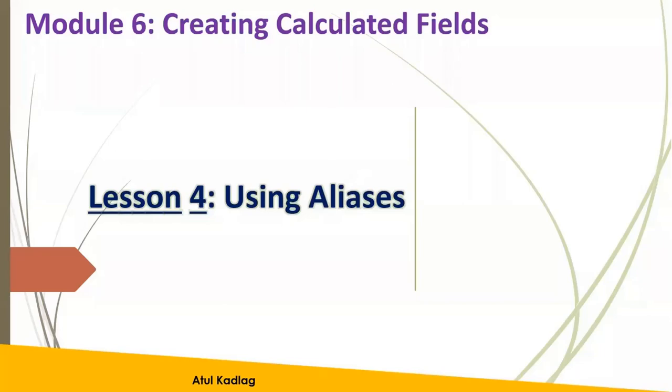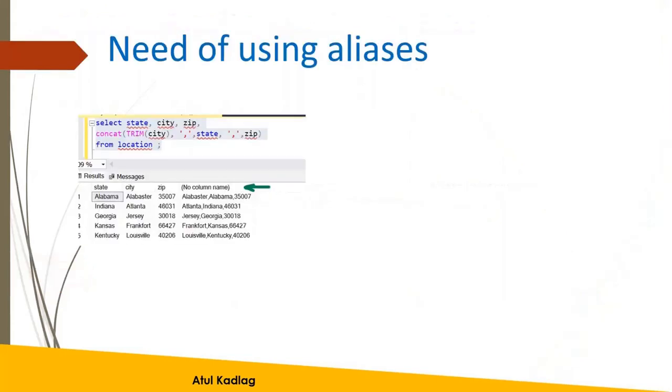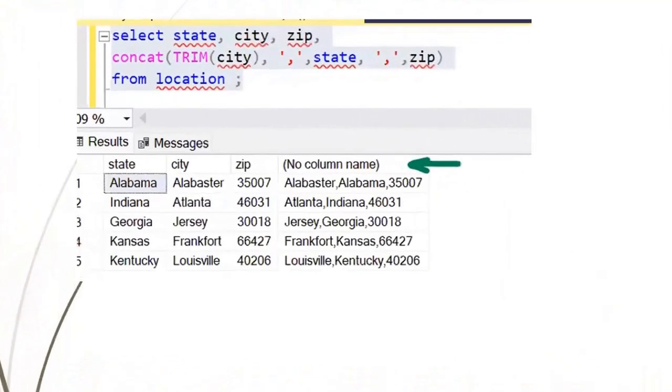Continuing with creating calculated fields, we'll try to understand what aliases are and why we need them. With some examples, we'll try to understand the business need. This is something we have seen in the previous sessions, where we can combine or concatenate a few fields into a single column.